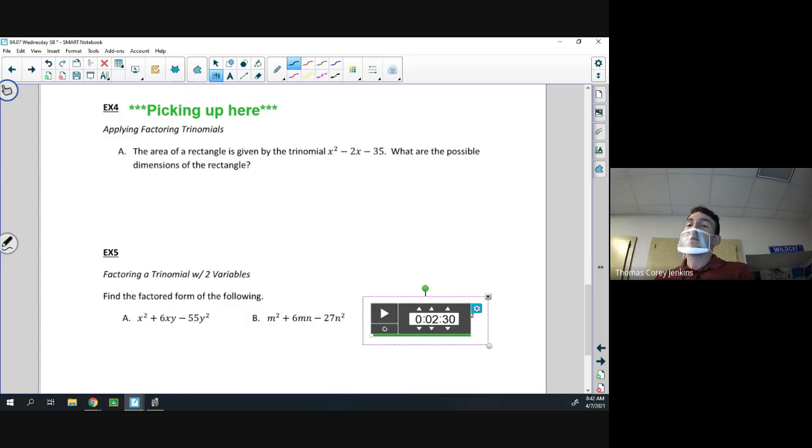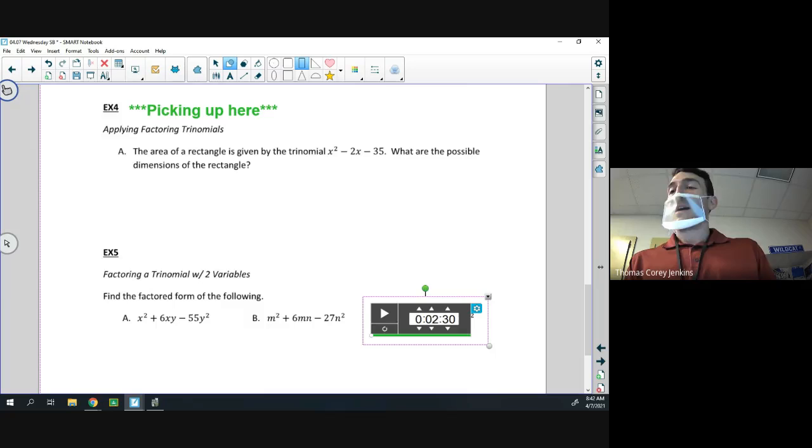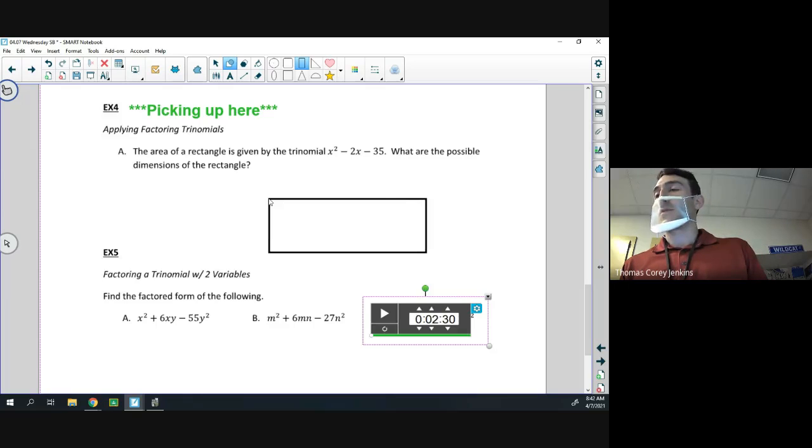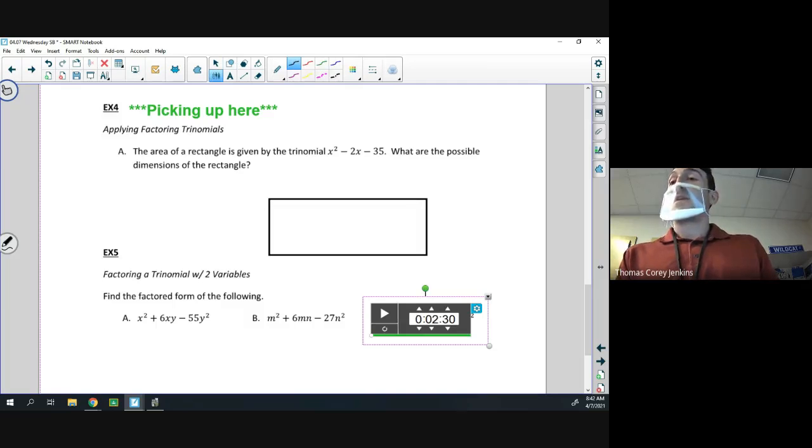All right. So our word problem says the area of a rectangle is given by the trinomial x squared minus 2x minus 35. What are the possible dimensions of the rectangle? There's a clue here in the types of problems we're doing that we're probably going to factor. But this problem also reiterates what I just said. When we factor, we're talking about dividing, right?